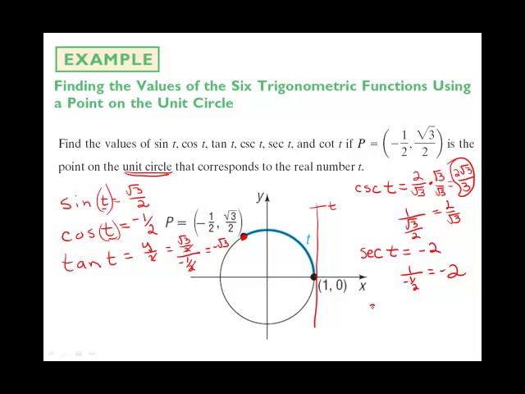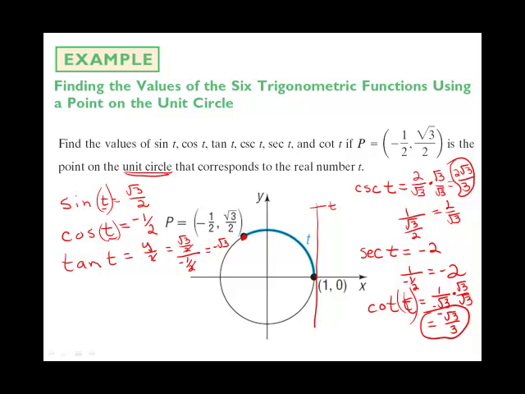And then we have the cotangent, which is x over y, or it's also the reciprocal of tangent. Doing the reciprocal functions is probably going to be easier, especially when you're dealing with fractions. So the reciprocal of negative square root of 3 is 1 over negative square root of 3. And again, we need to rationalize. So we multiply by the square root of 3 over the square root of 3, and we have the square root of 3 over 3, and that was negative. And that's how we should leave our answer.